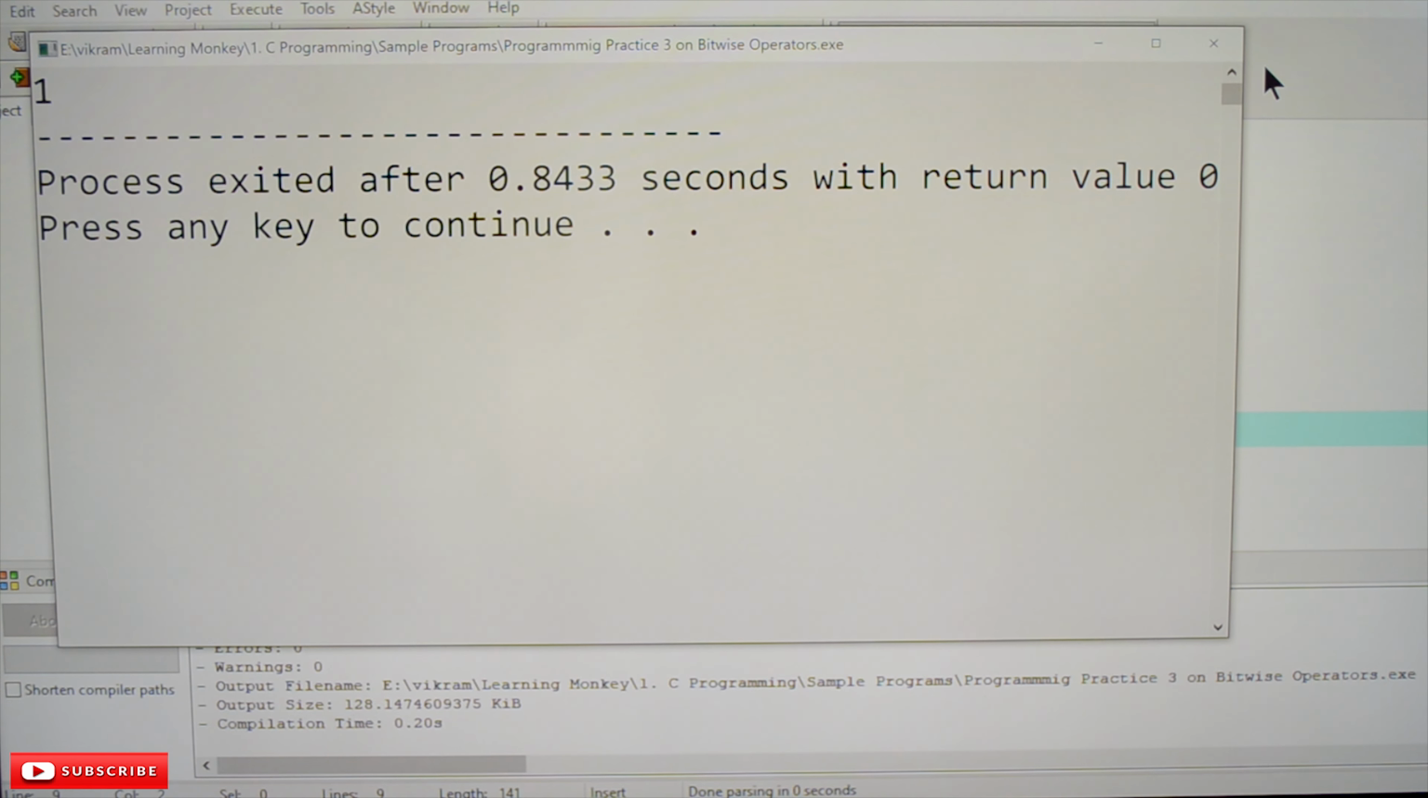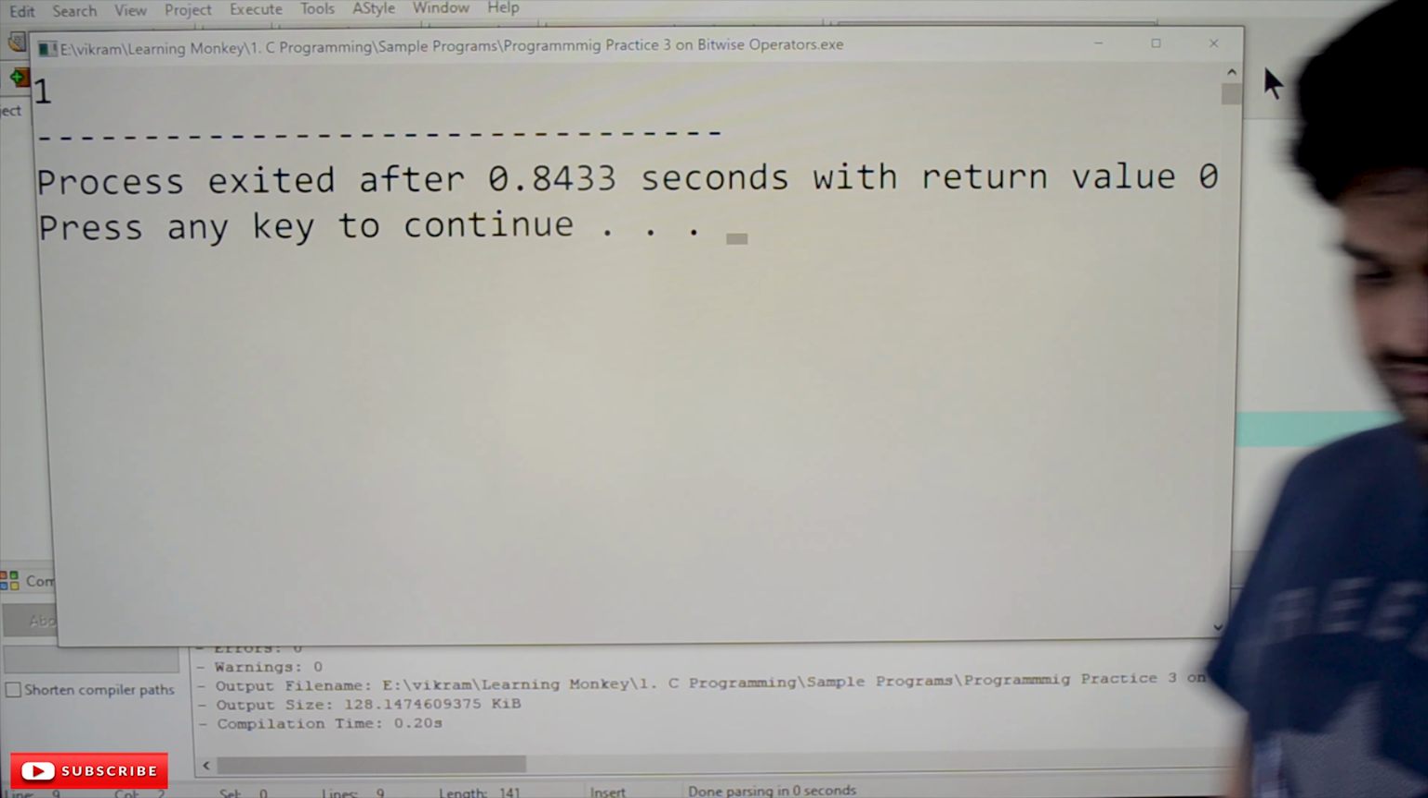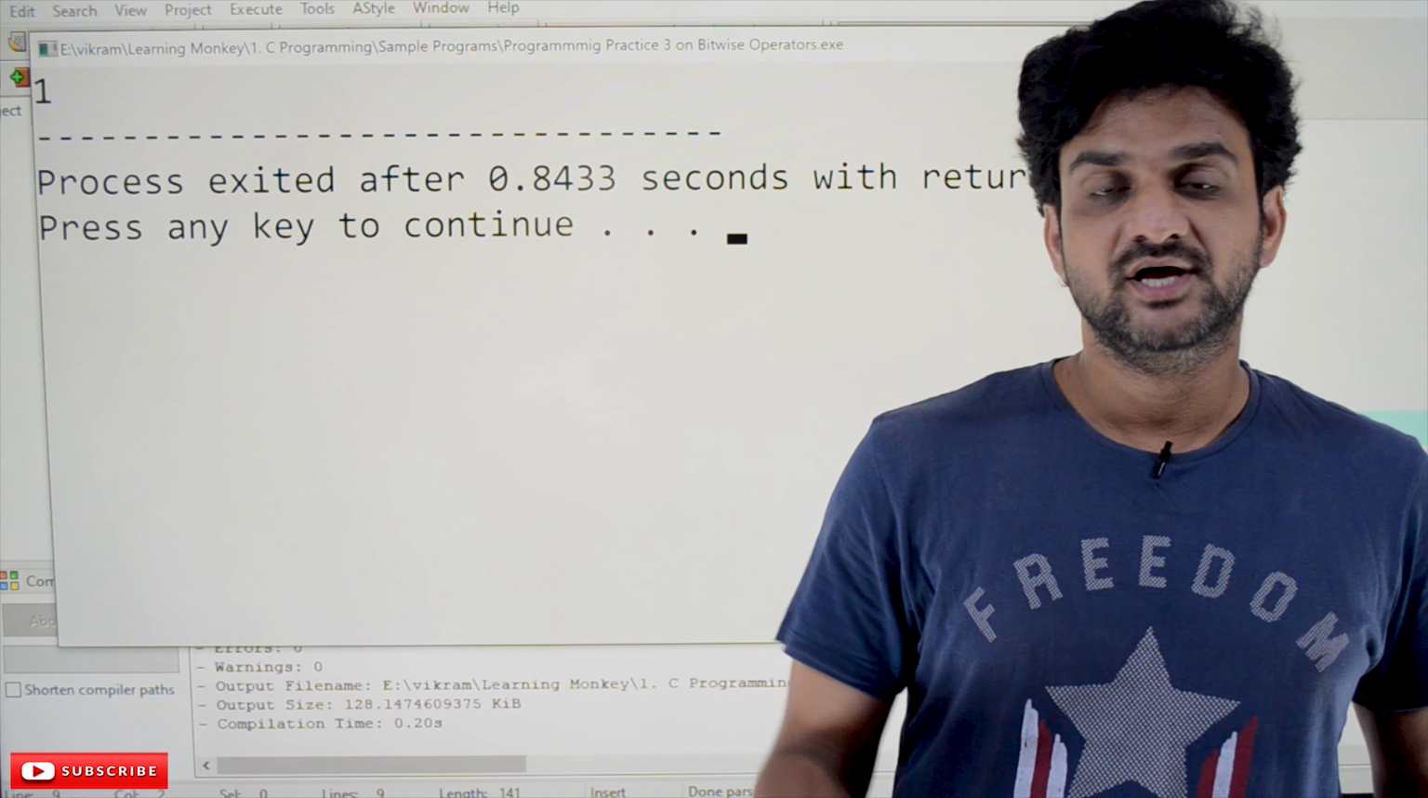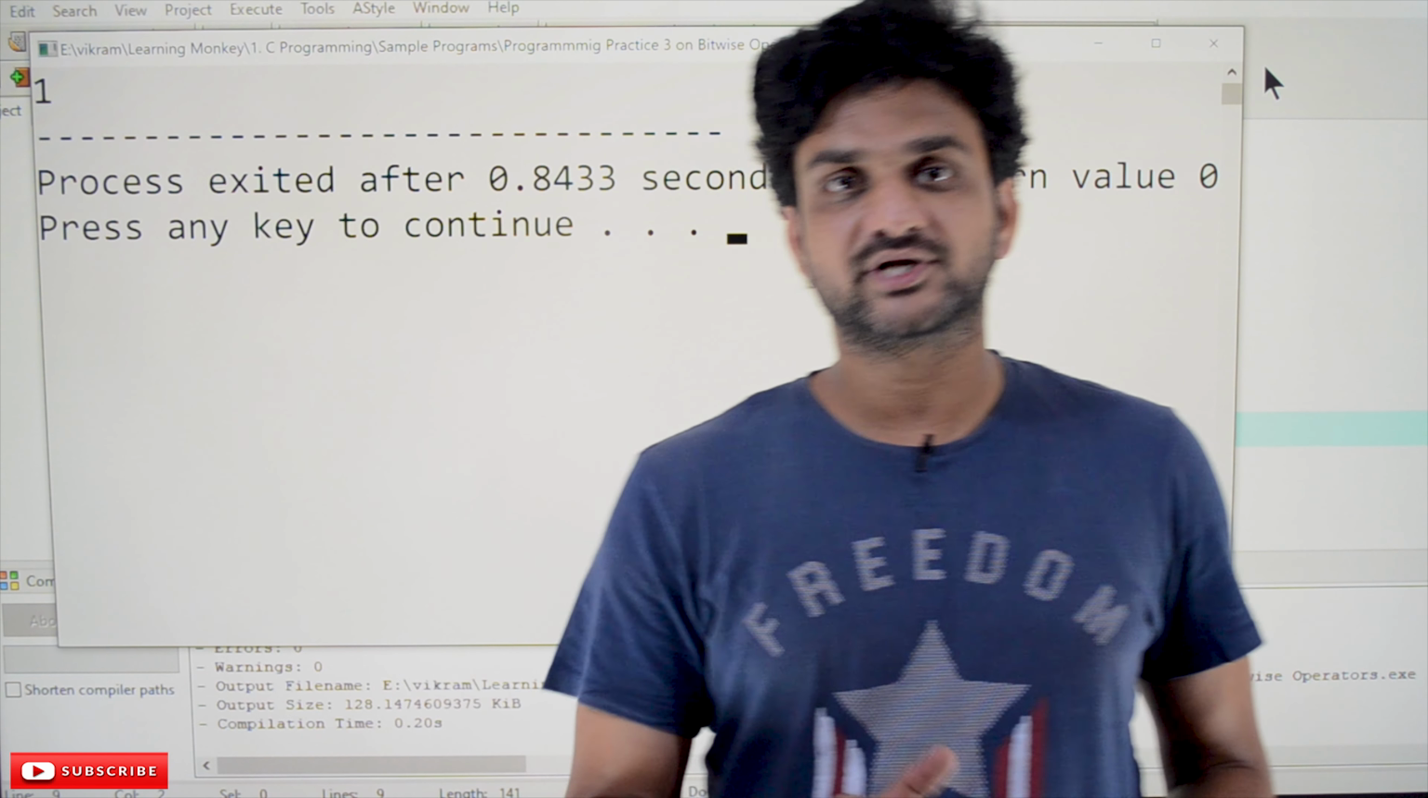The output is 1. So these are some of the practice programs on operators and precedence and associativity of operators. Hope you got clarity on this concept.